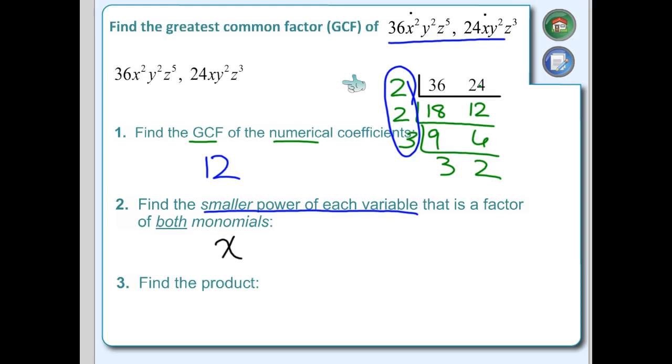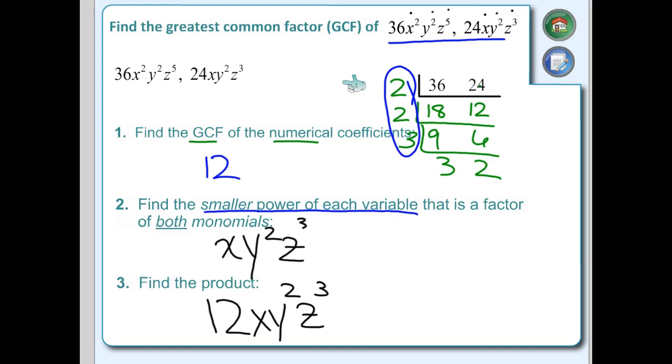Let's look at the y's. We have y squared and y squared, where they're both the same. So we'll just take out the y squared. And then we've got z to the fifth and z cubed, and the smaller one there is z cubed. And now we just multiply the two parts together. So my GCF is going to be 12x y squared z cubed.